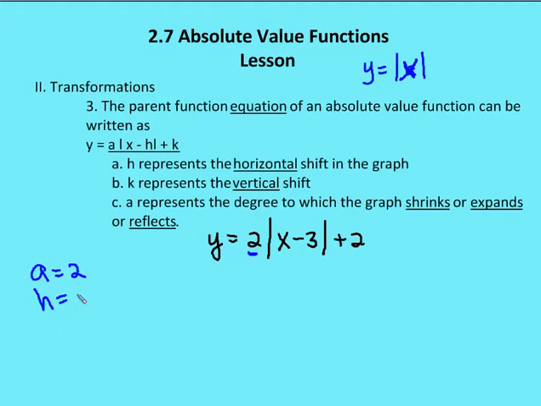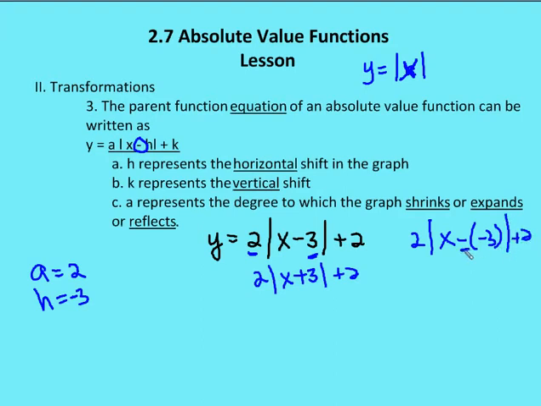Now, this is where many students have a difficult time, because what is represented here in the parent function is a negative sign. That means that in this case 3 is on the other side of the negative sign, so 3 is my h value. If I had 2 times the absolute value of x plus 3 plus 2, my h value would be negative 3, because I need to account for this negative sign. It's a positive here. So really it is 2 times the absolute value of x minus 3 plus 2. Okay? So hopefully you understand that.